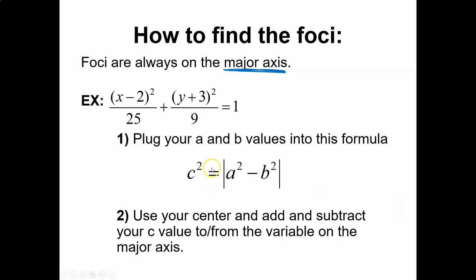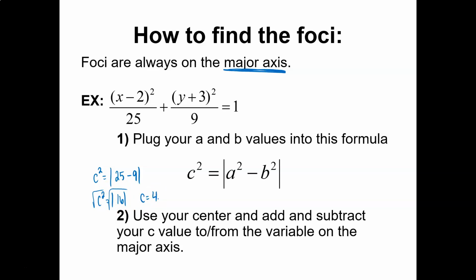And so for the foci of an ellipse, we know C squared equals the absolute value of A squared minus B squared. Okay, so for like this problem, your C squared would be the absolute value of 25 minus 9. So C squared would be the absolute value of 25 minus 9, which is 16. And if we square root both sides, C is going to be 4.